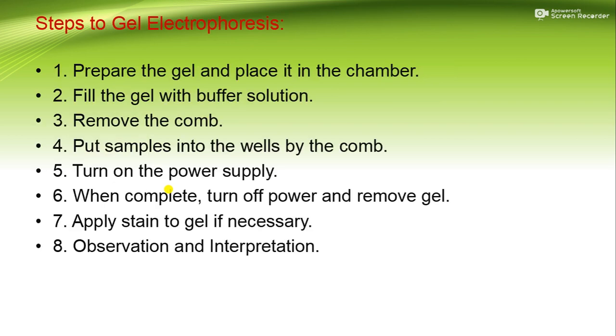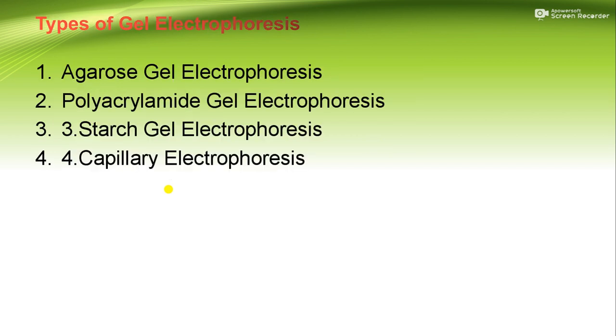Steps to gel electrophoresis. 1. Prepare the gel and place it in the chamber. 2. Fill the gel with buffer solution. 3. Remove the comb. 4. Put samples into the wells left by the comb. 5. Turn on the power supply. 6. When complete, turn off power and remove gel. 7. Apply stain to gel if necessary. 8. Observation and interpretation.